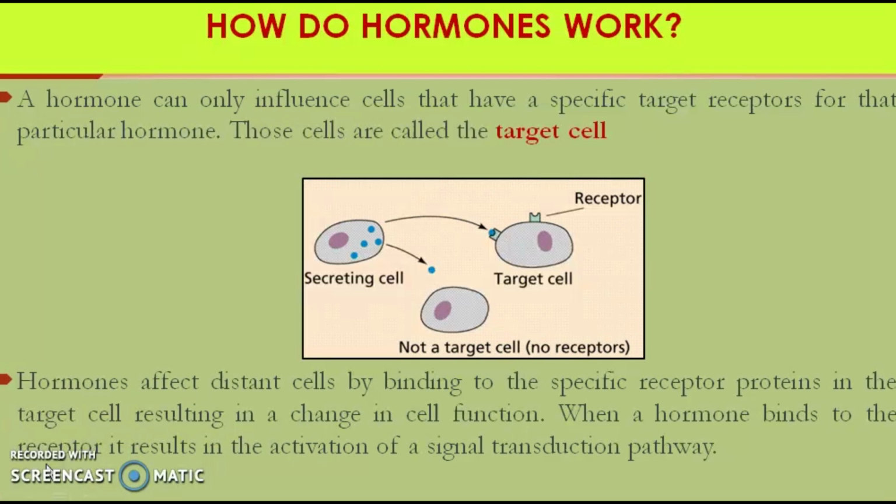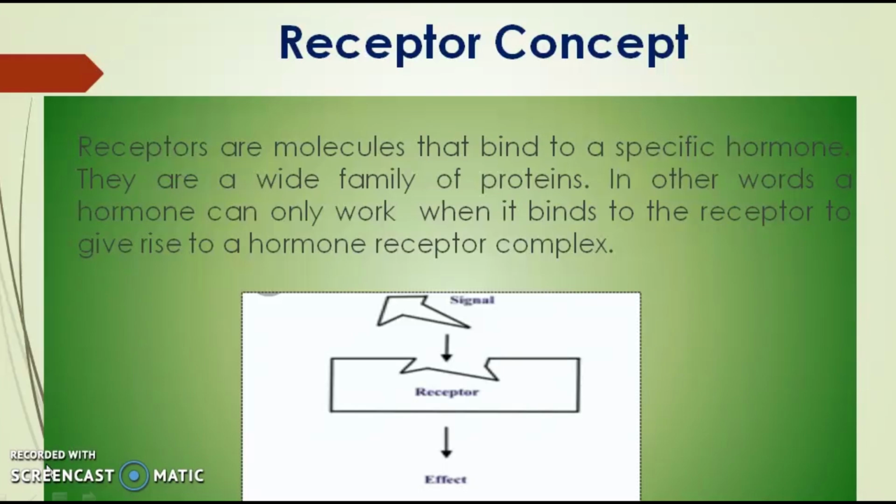have any receptors. Hormones affect distant cells by binding to specific receptor proteins in the target cell, resulting in a change in cell function. When a hormone binds to the receptor, it results in the activation of the signal transduction pathway. So we should know what receptors are, and hence the receptor concept.